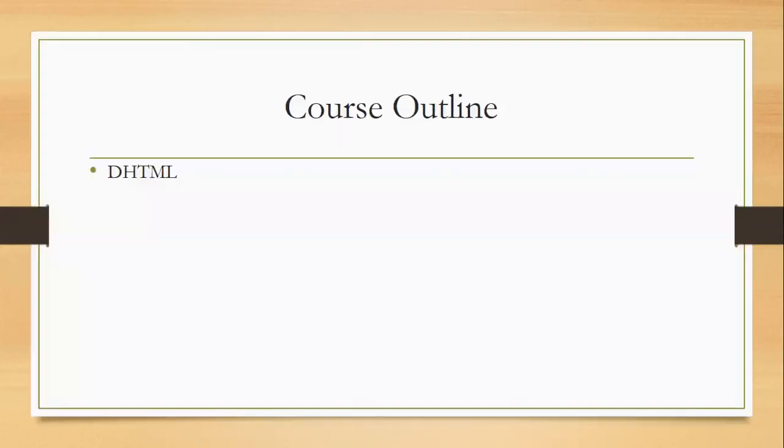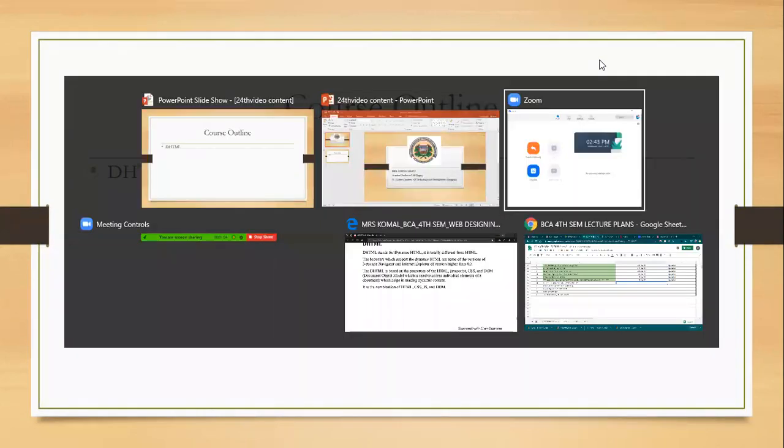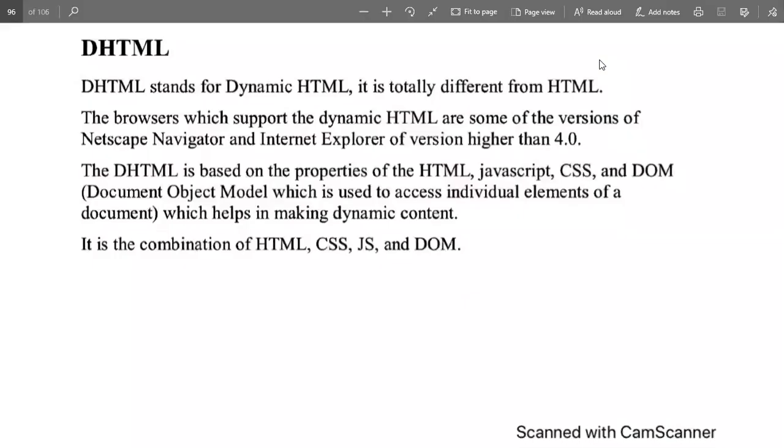Today in the series of HTML course, we will cover DHTML. Basically, it is the advancement of HTML, so it is called dynamic HTML. That is completely different from HTML. Some versions of Internet Explorer and Netscape Navigator will support DHTML, but some were not supporting it. Internet Explorer and Netscape Navigator versions higher than 4.0 also support it.